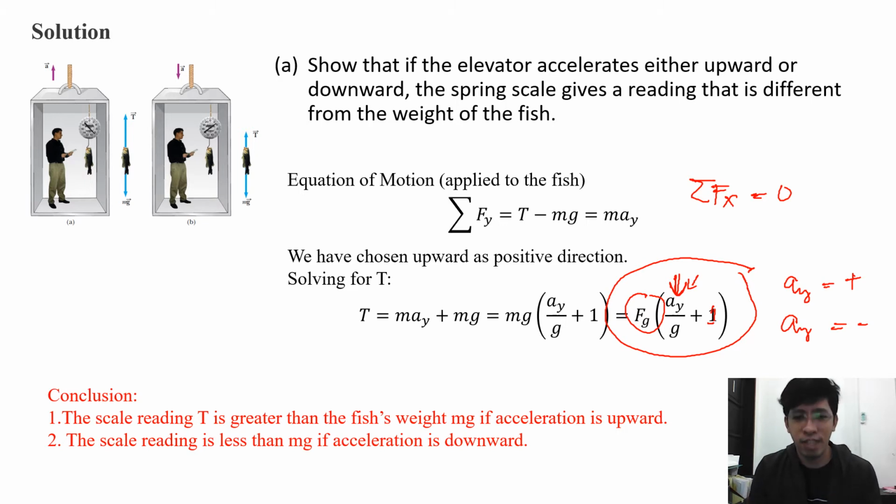So don't buy the fish when the elevator goes upward, because it weighs more, so you'll pay more. But if you're the seller of the fish, you only sell the fish when the elevator goes upward. You'll gain more interest from that. But of course, it's a bad idea.